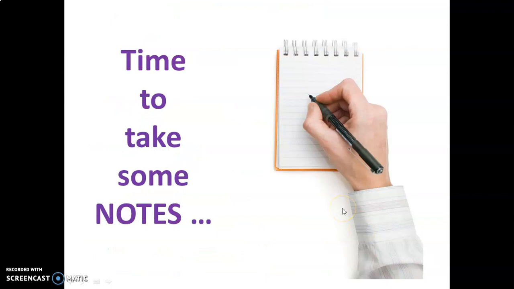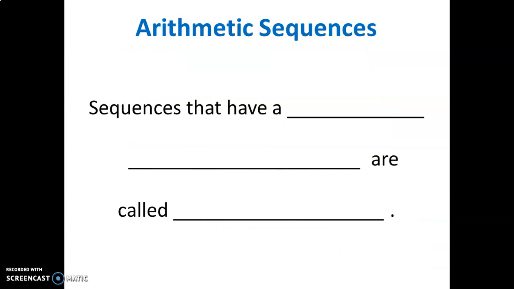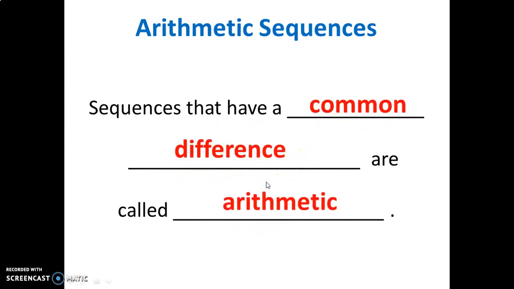Alright, so now it's time to take some notes. You've been provided with a notes page for this section. Let's take notes on that. So let's define it again. Arithmetic sequences. Sequences that have a common difference are called arithmetic.